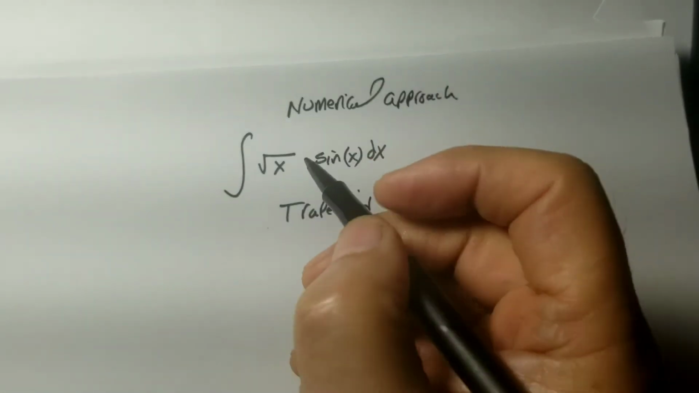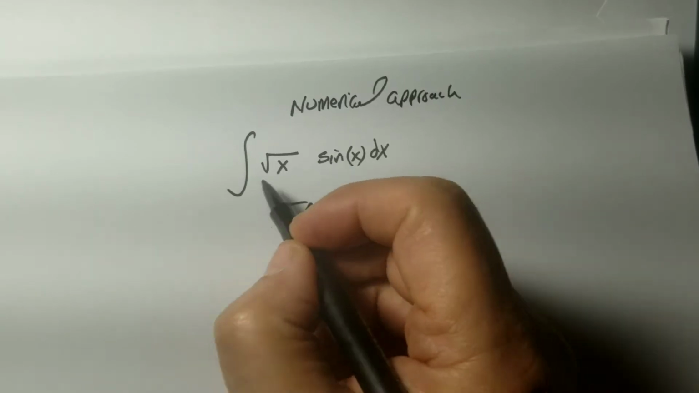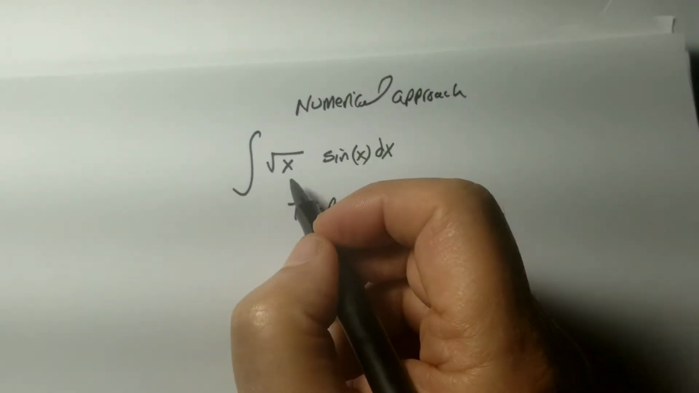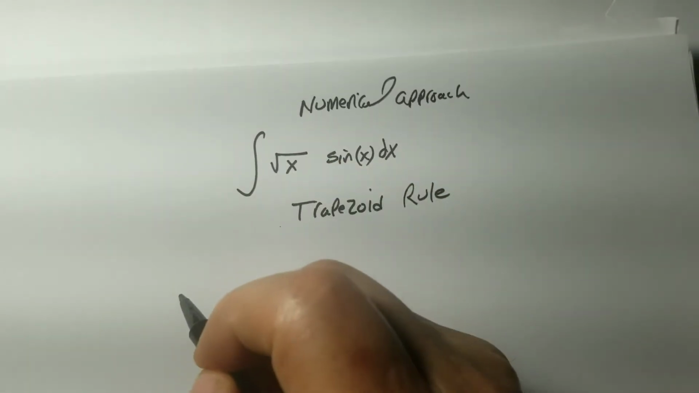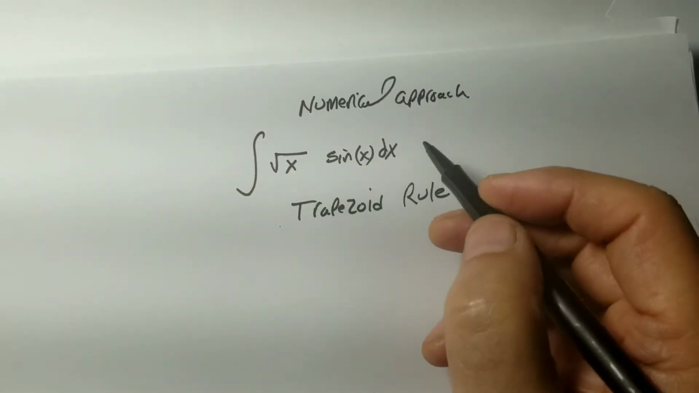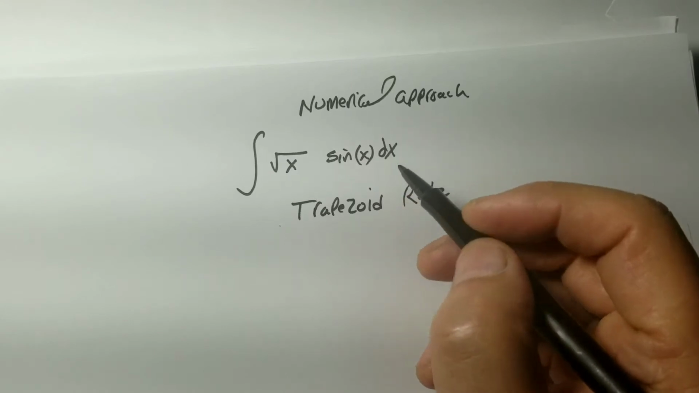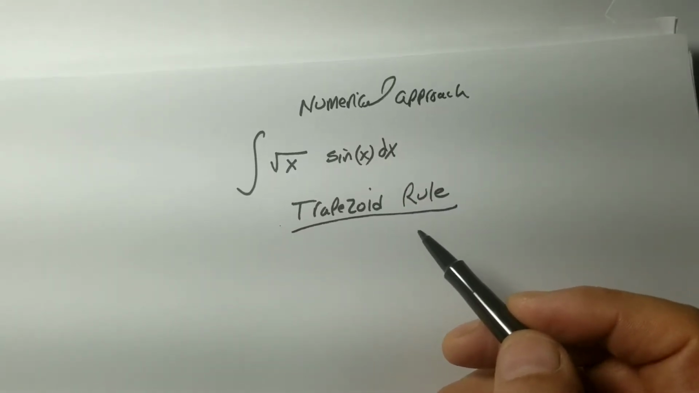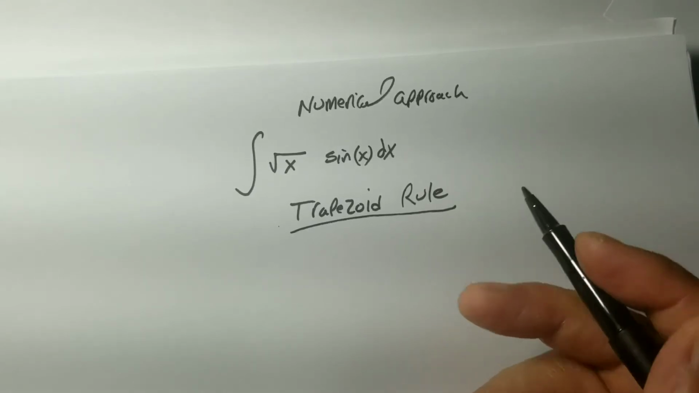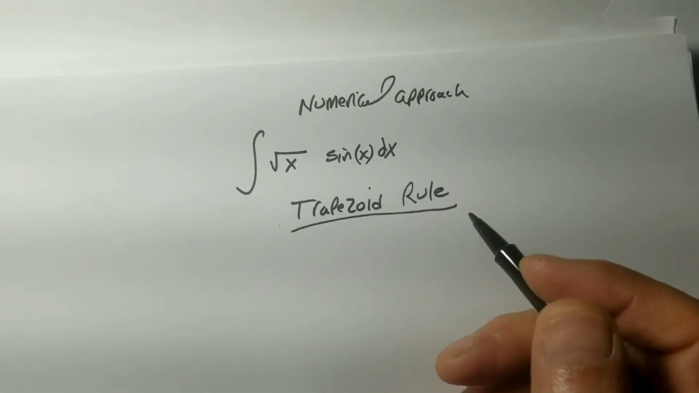I'm trying to evaluate a definite integral. I know this is indefinite, but I'm going to give you a lower bound and upper bound in a minute. Using a numerical approach, you have two different ways. One of them is the trapezoid rule. I'm going to do the trapezoid, and the other one is Simpson's rule, and we're going to talk about Simpson's rule in the next video.